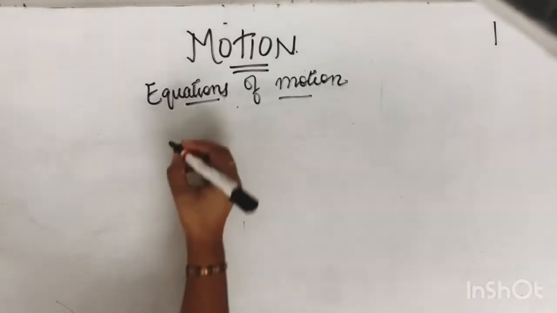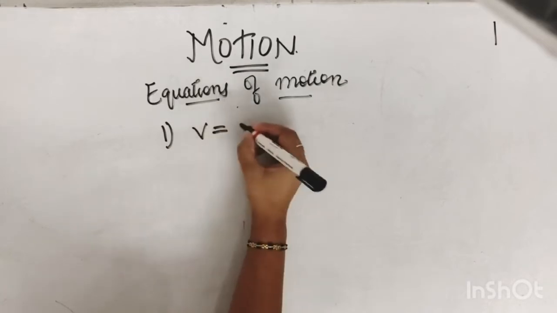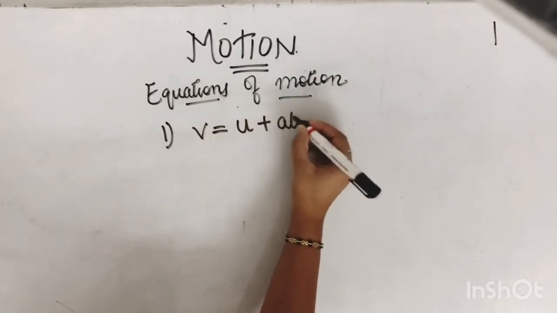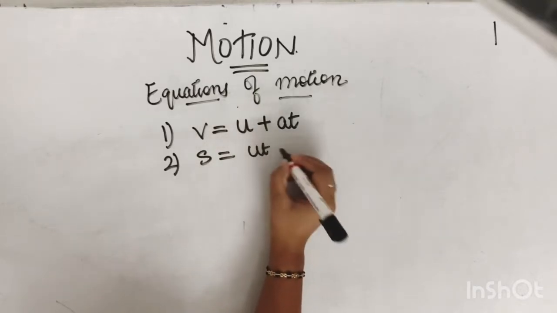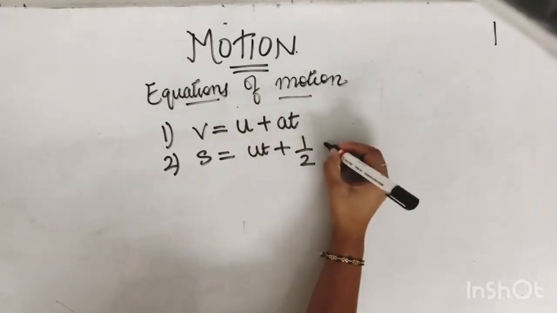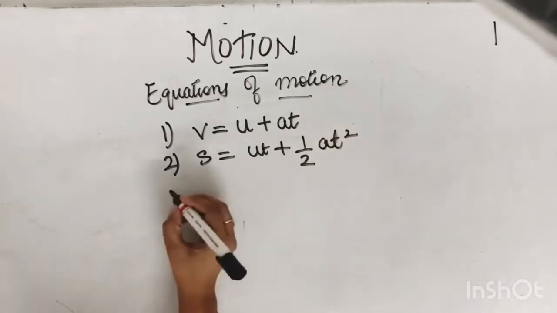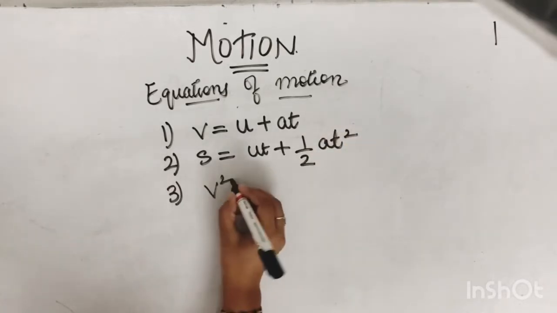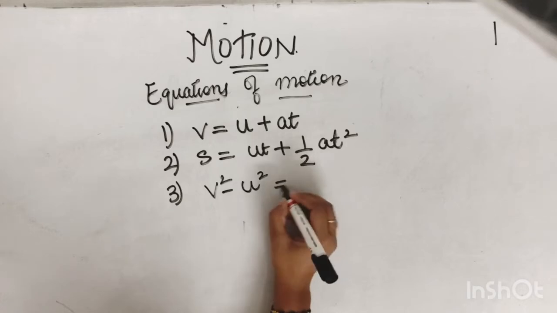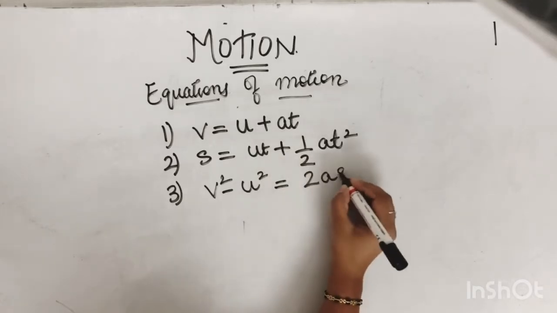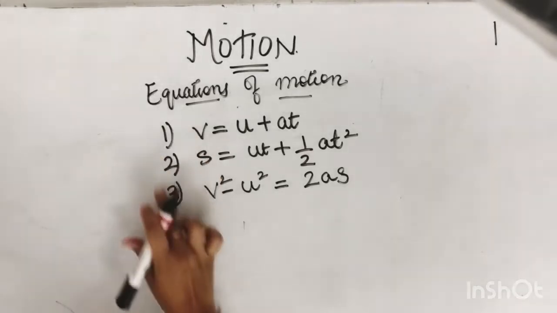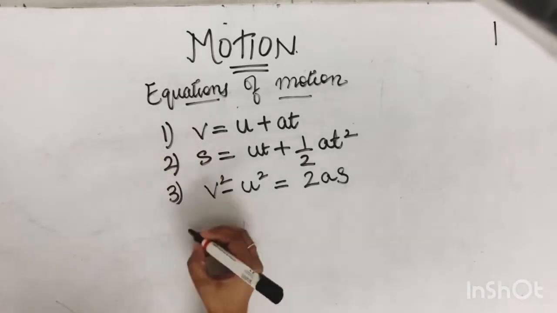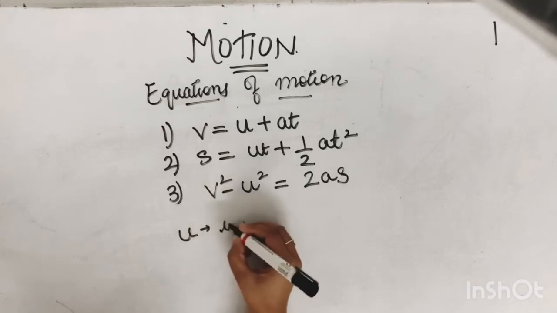Equations of motion. There are three equations of motion. First is v = u + at. Second, s = ut + half at square. Third, v square minus u square equals 2as. These are the three equations of motion where u is initial velocity.